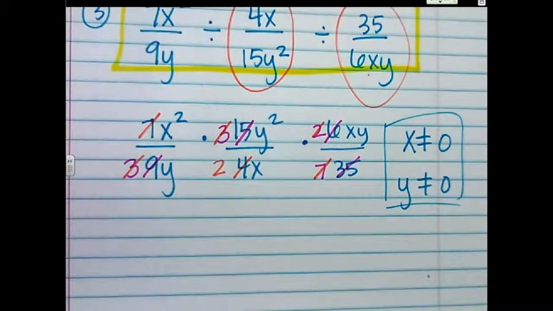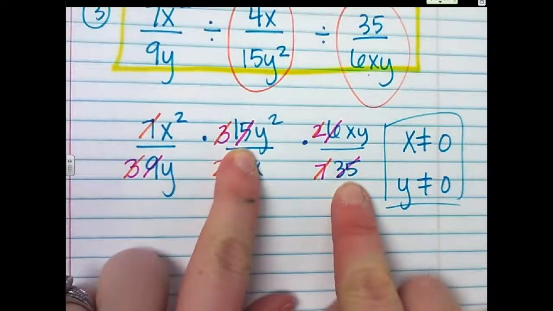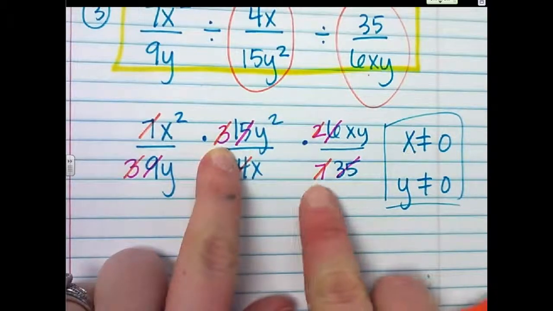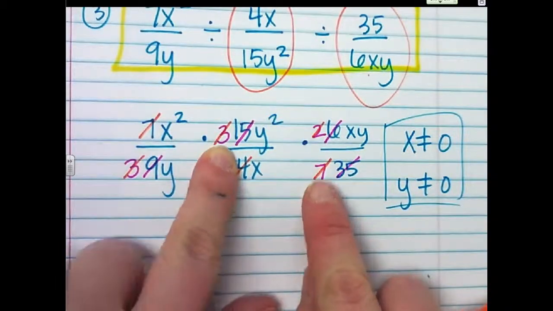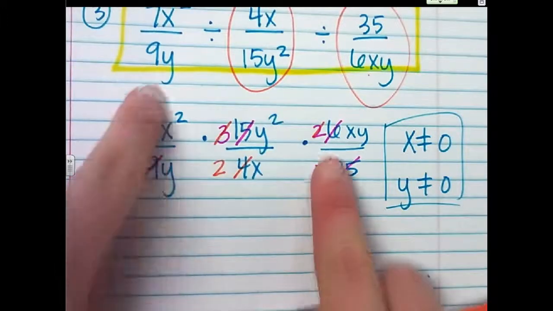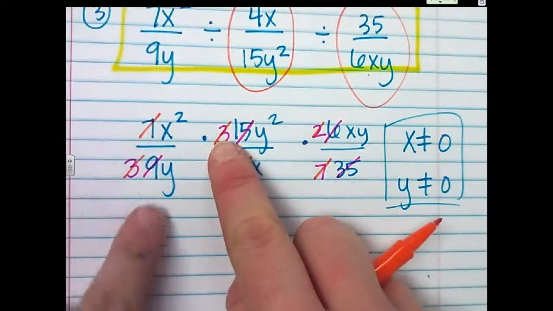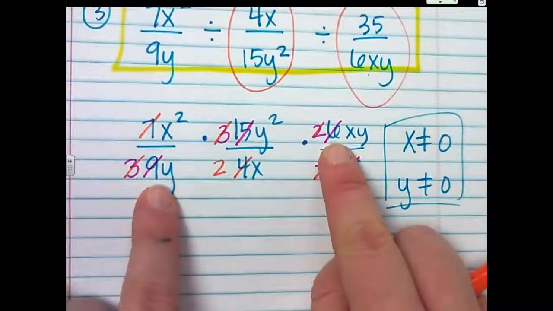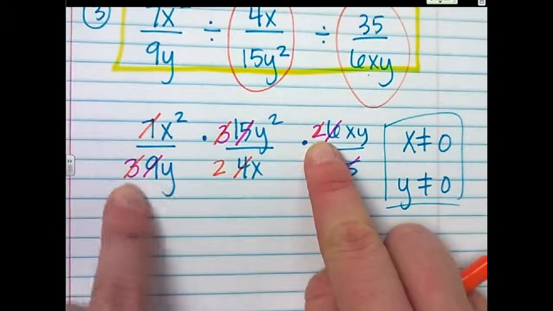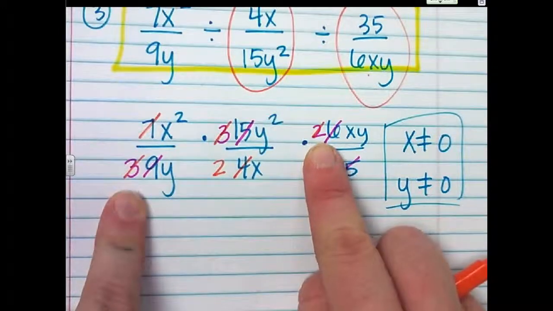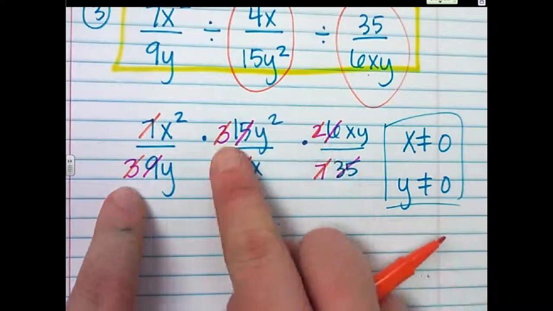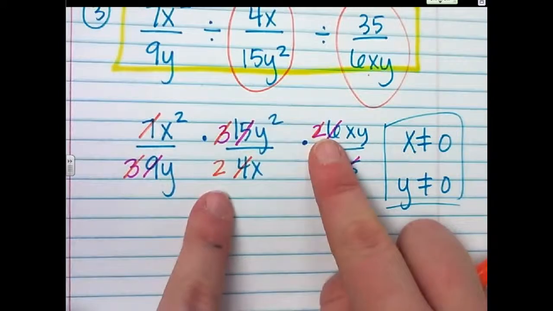Did I go too fast? Okay, so I did the 15 and the 35 by 5. So it became a 3 and a 7. Then there was a 7 here and a 7 here, so the 7s completely go away. Then there was a 6 and a 9, so it was a 2 and a 3. I reduced by 3s. And then we reduced these 3s. And then we did the 2 and the 4.